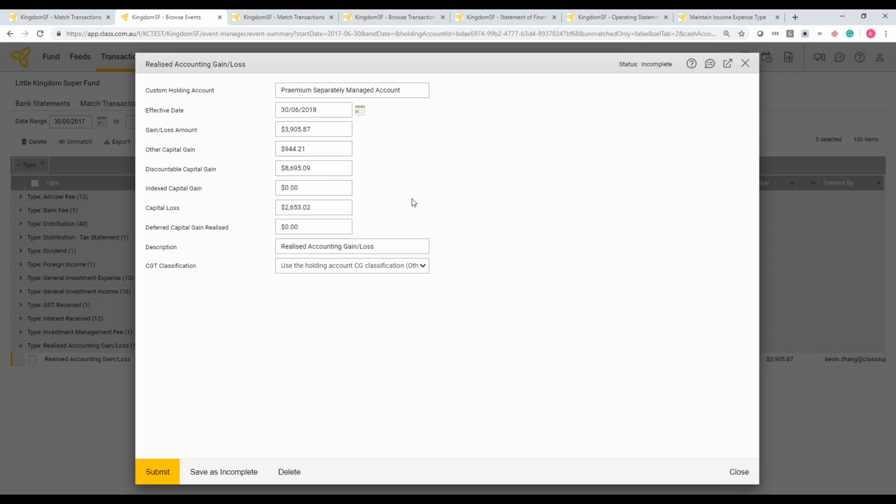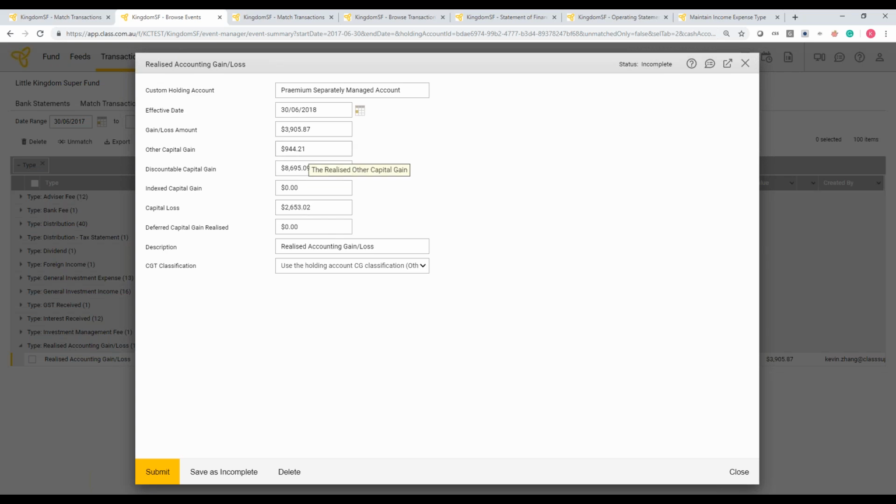Now, that's again from the tax statement handouts. So you look at basically capital gain from disposal. So selling shares, managed funds, listed trusts. So this is on page 35. And I have a nice summary running columns. So what I have here is a capital loss of 2653.02, other gains of 944.21.